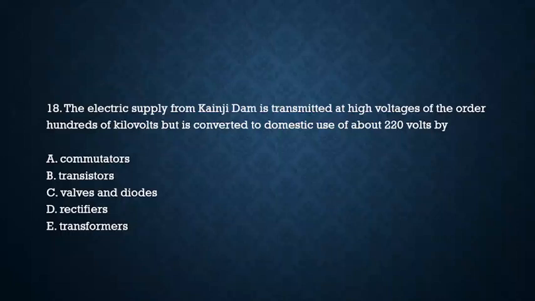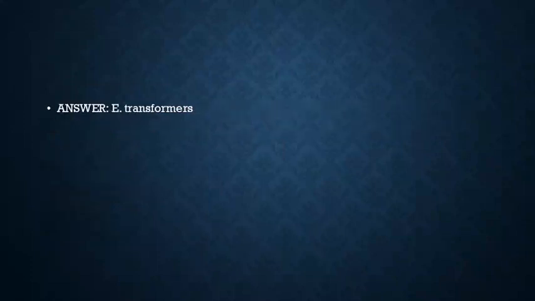Question number 18. The electric supply from Kainji Dam is transmitted at high voltages of the order of hundreds of kilovolts, but is converted to domestic use of about 220 volts by A. Commutators, B. Transistors, C. Valves and diodes, D. Rectifiers, E. Transformers. The answer is E, which is transformers.